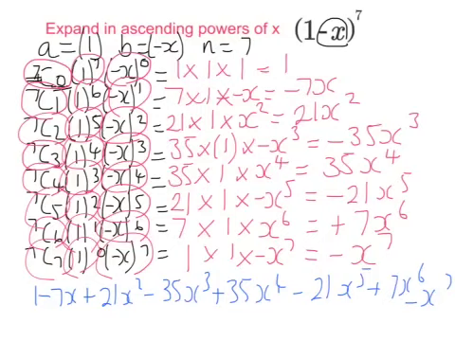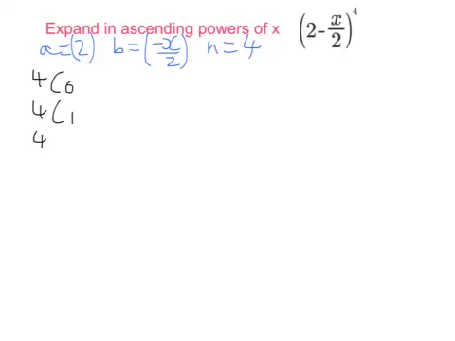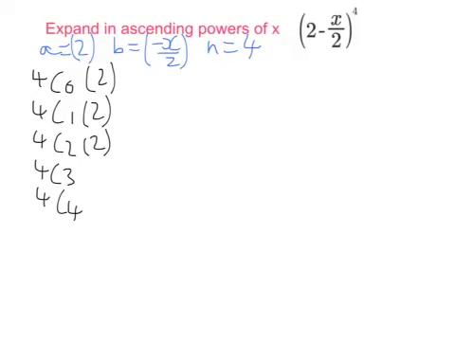Bingo. Okay, don't panic, gang, if they've got fractions in them. A is 2, bracket. B is minus x over 2, and n is 4. Okay, off we go. So, 4 choose 0, 4 choose 1, 4 choose 2, 4 choose 3, 4 choose 4. Thank God there's not as many in this one. Here come the A's. The A's are starting with the 4 there. Down, down, down, down.